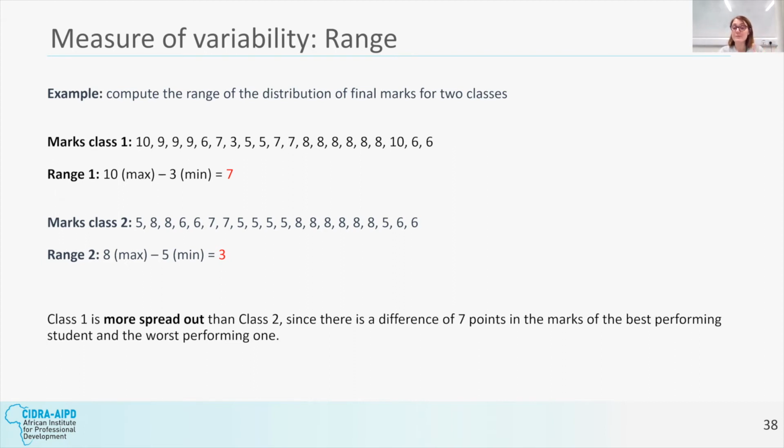So our range will be 7, while in the second class, the highest mark is 8 and the lowest is 5. So the range will be 3. We can say that in class 1, the math scores are more spread out than in class 2, because we know that there is a difference of 7 points between the best performing student and the worst performing one.